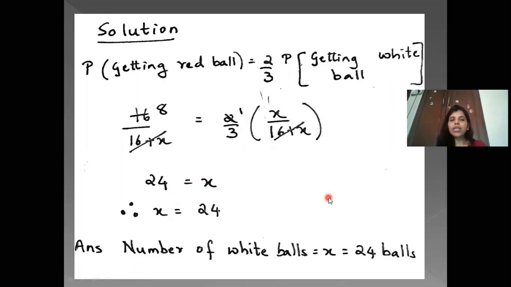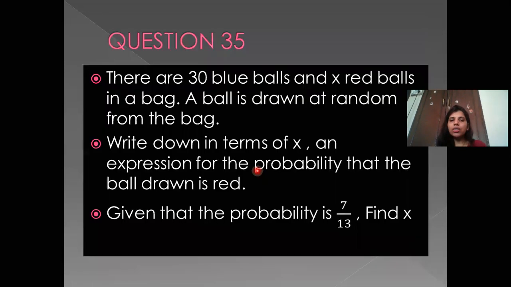Okay children. Now we go to the next question, the 35th question. There are 30 blue balls and x red balls in a bag. A ball is drawn at random from the bag. Write down in terms of x an expression for the probability that the ball drawn is red. Given that the probability is 7 upon 13, find x.